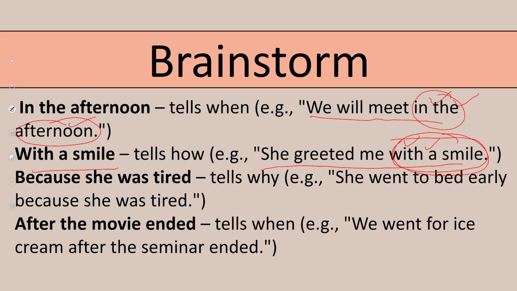Now, let's answer the next question. Here in the sentence, she went to bed early because she was tired. Now, why? She went to bed early. And why? Because she was tired. So this answers our question of why. And here we have our subject and also our verb. So that's when we have a clause. But what is it? Yes, it has an adverb, and that's why we call it an adverb clause.